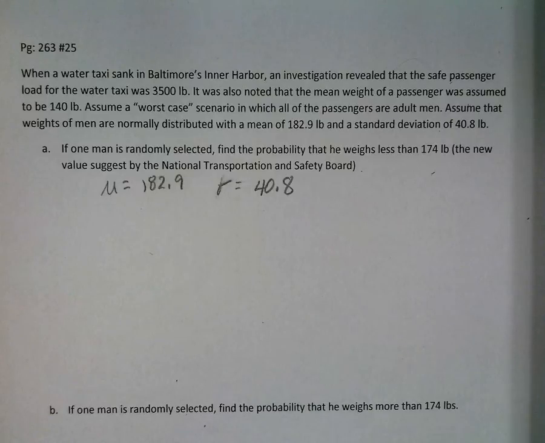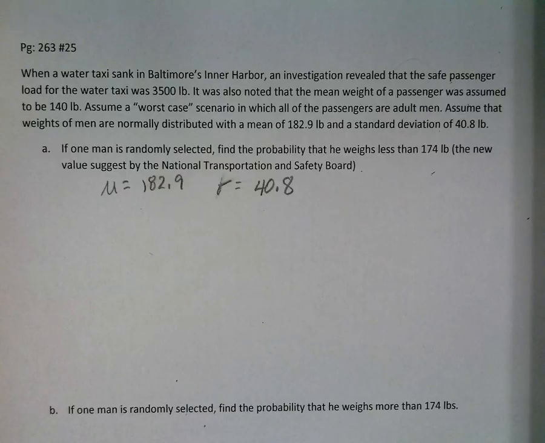This is problem number 25 from page 263 out of our text. It is dealing with a water taxi that sank in the Baltimore Harbor. It revealed that the safe passenger load for the water taxi was stated at 3,500 pounds. It was also stated that the mean weight of a passenger was assumed to be 140 pounds.